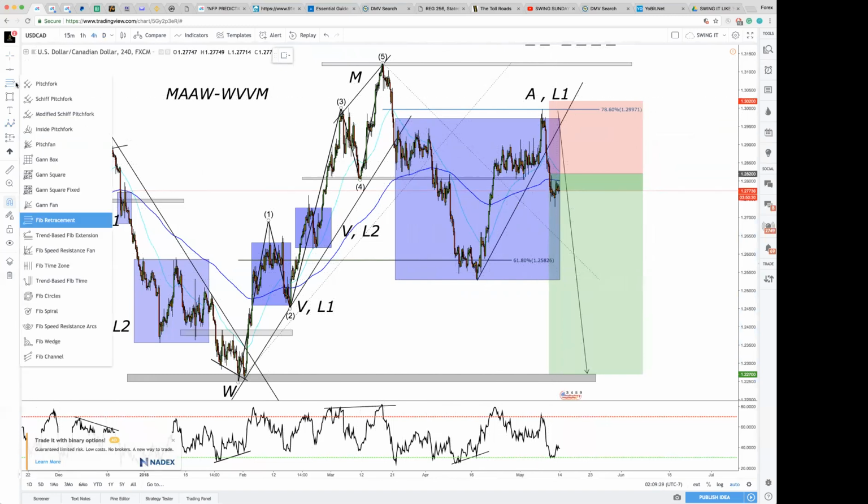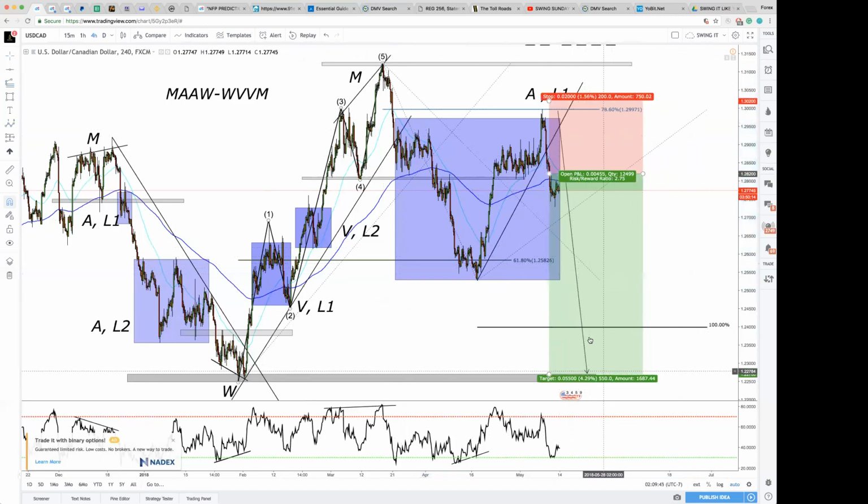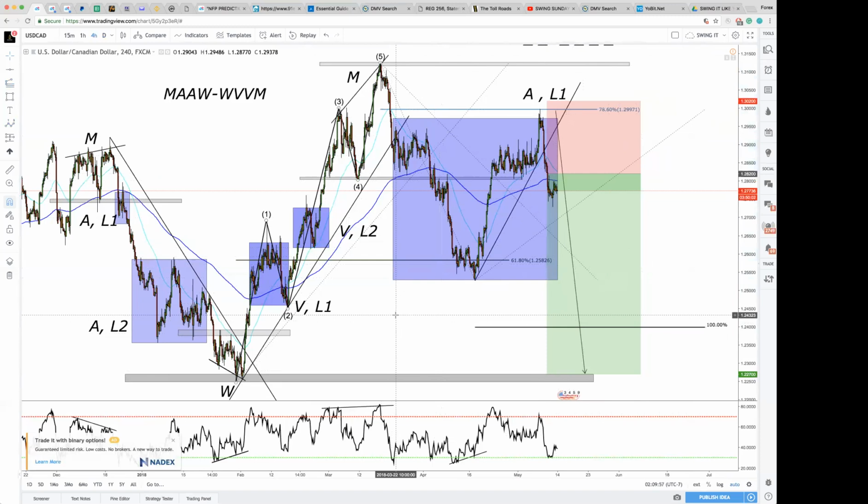Now, if you want to get the nice ABCD expansion, all you've got to do is 1, 2, and 3 right about there, cross, and there's your 100%. So right about there is where I'm expecting the ABCD to complete. And from here, there might be a possibility the price might continue to go back up. So all we've got to do is just watch and play accordingly.